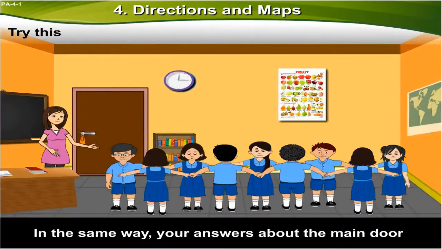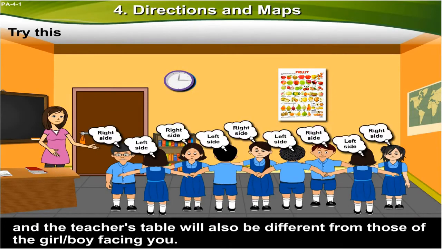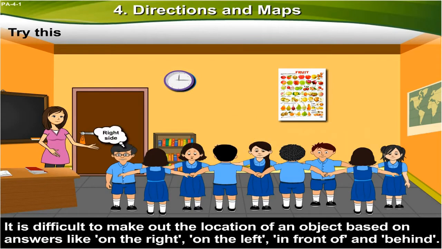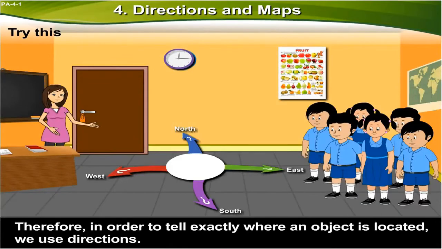In the same way, your answers about the main door and the teacher's table will also be different from those of the girl or boy facing you. It is difficult to make out the location of an object based on answers like on the right, on the left, in front of, and behind. Therefore, in order to tell exactly where an object is located, we use directions.